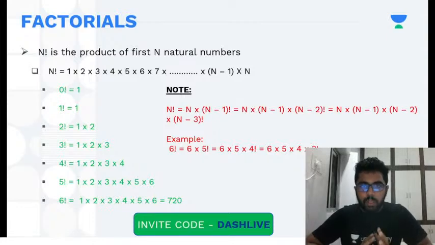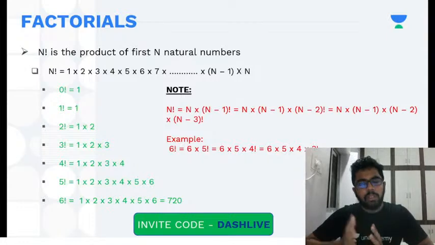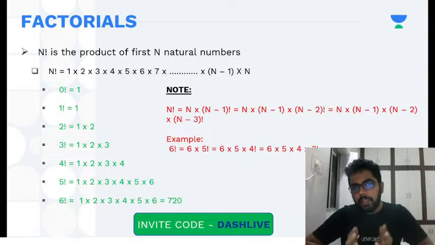So starting from 1, you go till n and multiply every natural number. Okay, so 1 into 2 into 3 till n. That is the meaning of n factorial: the product of first n natural numbers. So to start with, 0 factorial, we take it as 1. Okay, and 1 factorial is 1.